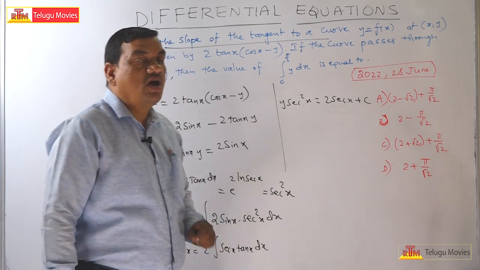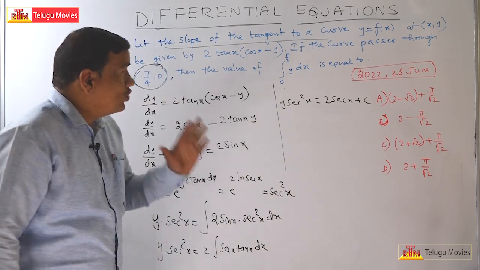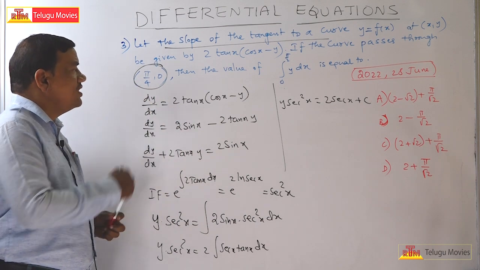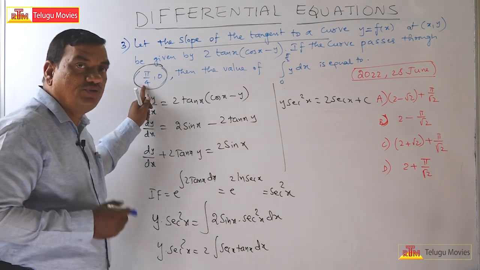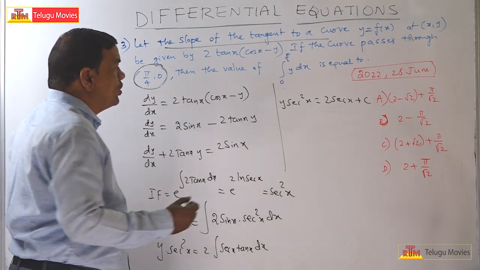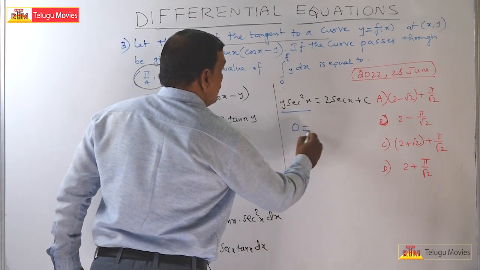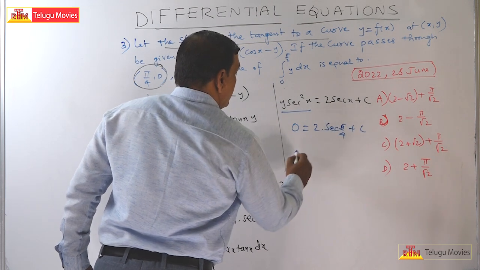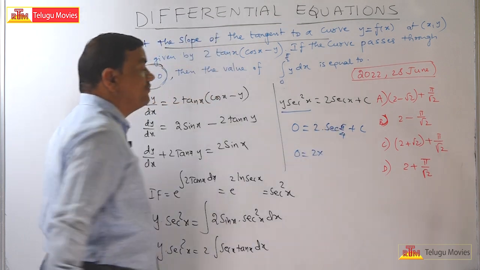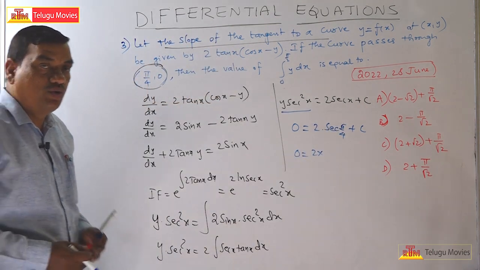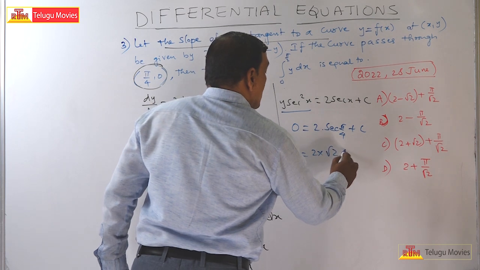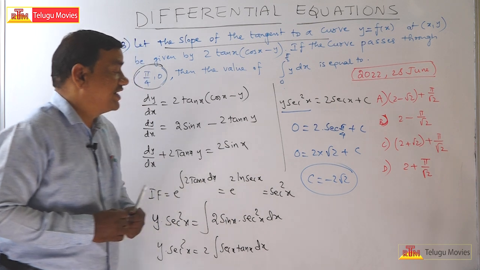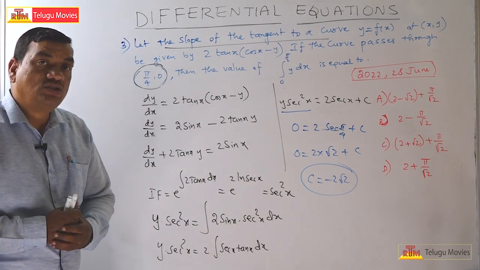We have to find out the constant of integration. To find the constant of integration, one hint is given, that is pi by 4 comma 0. So, wherever x is there, substitute pi by 4 and y is 0. So, this will become 0 into secant pi by 4 equals 2 secant pi by 4 plus c. Cos pi by 4 is 1 by root 2, so this is root 2 plus c, and c is equal to minus 2 root 2. Constant of integration c is minus 2 root 2.